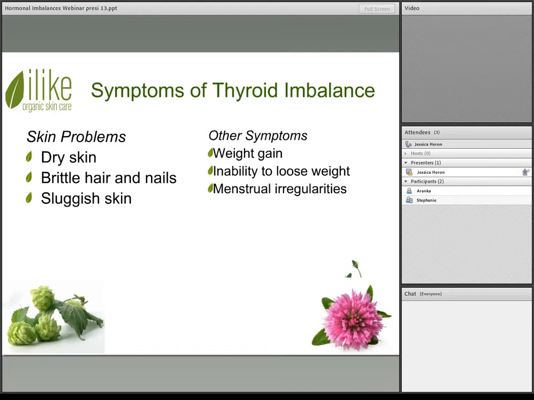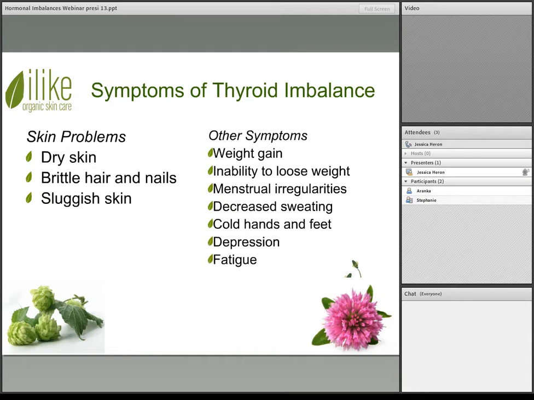Menstrual irregularities as well can be associated, decreased sweating, cold hands and feet, so also that's poor circulation, and depression can be associated with thyroid imbalance as well. And also fatigue, being tired a lot more often and abnormally, and also a low libido, slower sex drive.